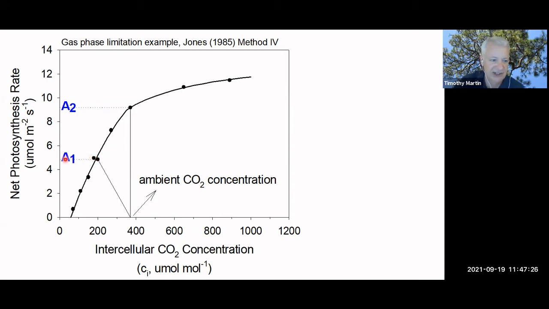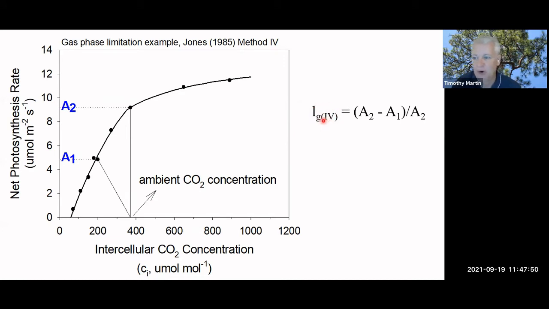That's the measured net photosynthesis rate. So this is the measured net photosynthesis rate. But once we have an A/Ci curve, we can extrapolate to this theoretical net photosynthesis rate, which is the net photosynthesis rate if there were no gas phase limitation. What that does then is allows us to calculate Lg, that's gas phase limitation.